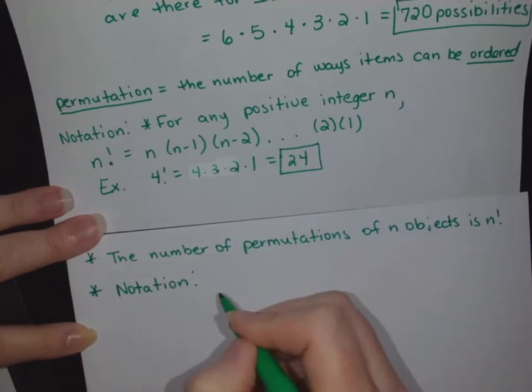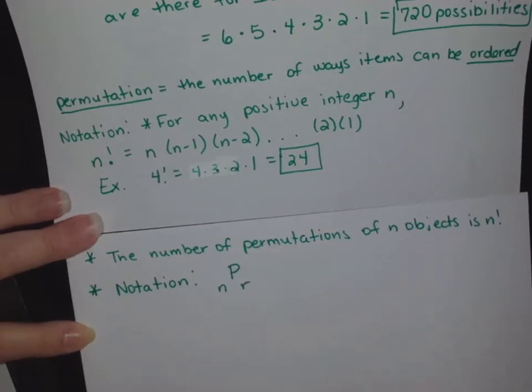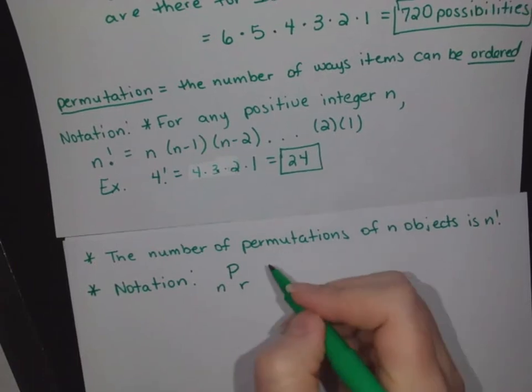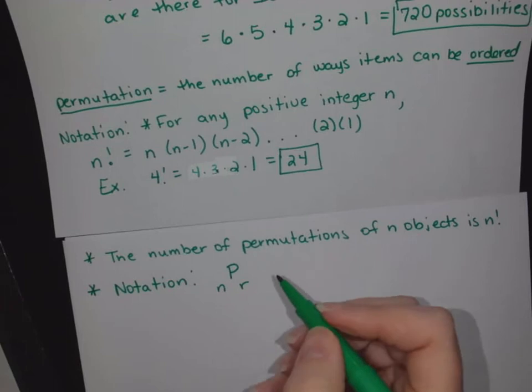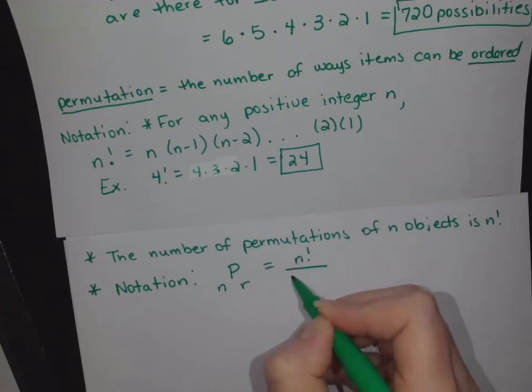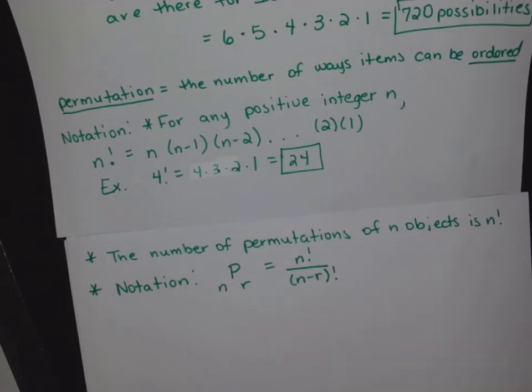If you see this notation, there will be a number in front and behind the P, and P does stand for permutation. So the formula for this is n factorial over n minus r factorial. So let me show you an example of that, but then I'm going to show you how you would use it.